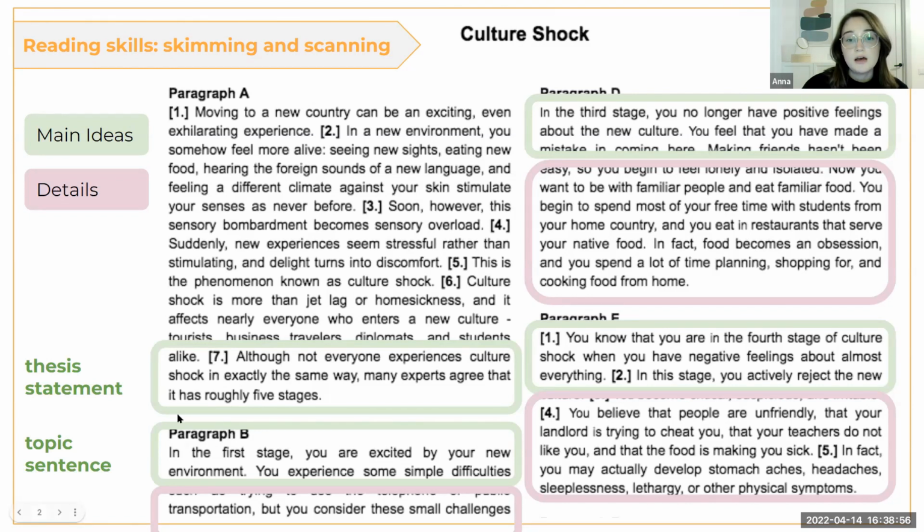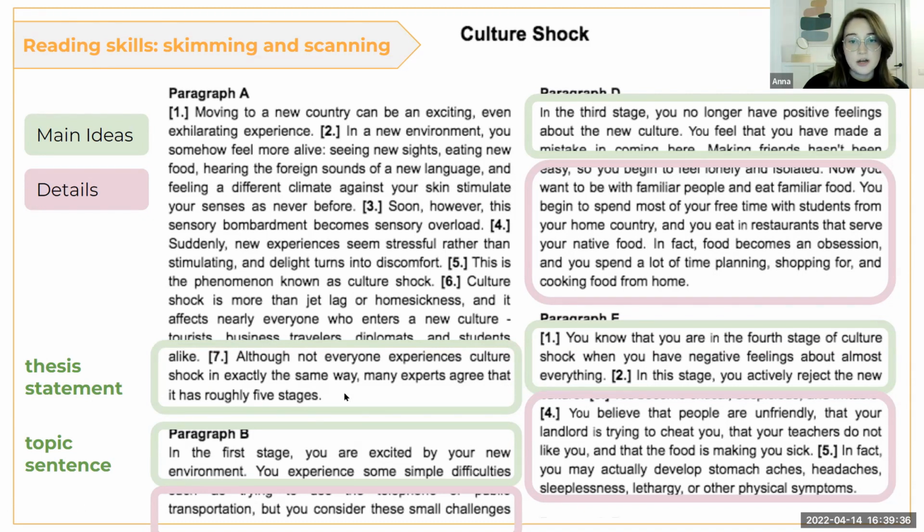So let's take a look at the thesis statement and topic sentences of this text. So it's part of the text about culture shock. If we look at the thesis statement, "Although not everyone experiences culture shock in exactly the same way," the text is definitely going to talk about culture shock in general, and the name of the text proves that as well. But culture shock is quite a big topic, so probably the author will focus on a certain idea about this topic. And if we keep reading, we can see that many experts agree that it has roughly 5 stages. So there it is.